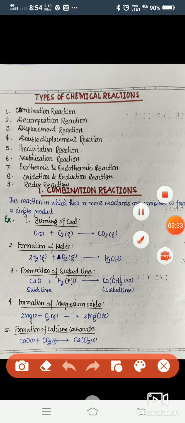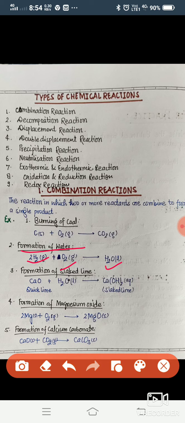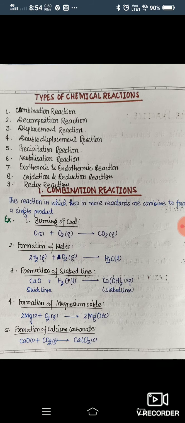Okay, now next, formation of water. If hydrogen gas reacts with oxygen gas, it forms the water molecule. So see here, hydrogen and oxygen combine to form a single product. So it is also a combination reaction.